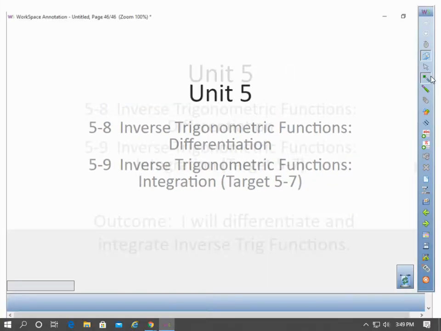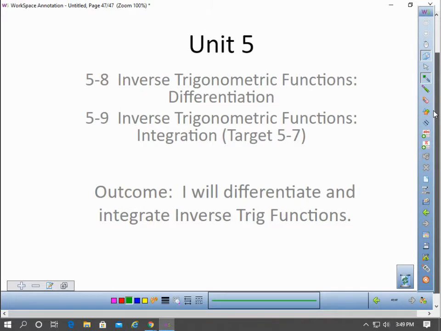Now, since we've been talking about inverse functions, we might as well go ahead and do target 5.7 now, because this is your inverse trig functions. So we know our trig functions are sine, cosine, tangent, cosecant, secant, and cotangent. So we know those are our trig functions. So now we're going to talk about the inverse trig functions, the ones that undo each other, the opposite operations. All right, so we are going to learn how to differentiate and integrate the inverse trig functions.